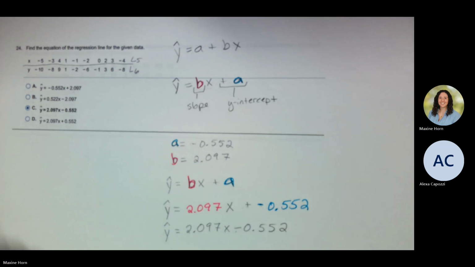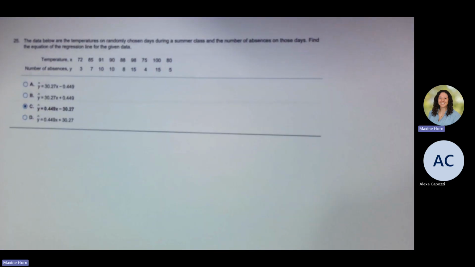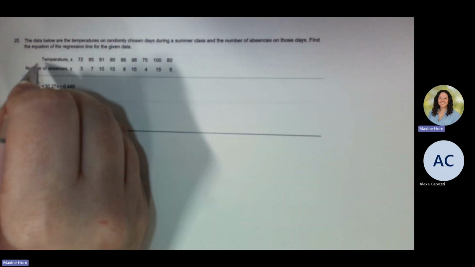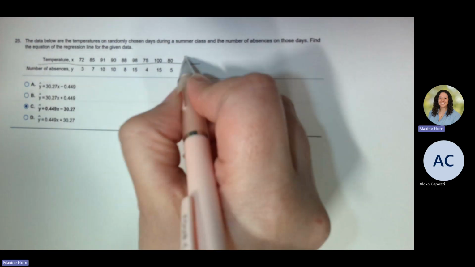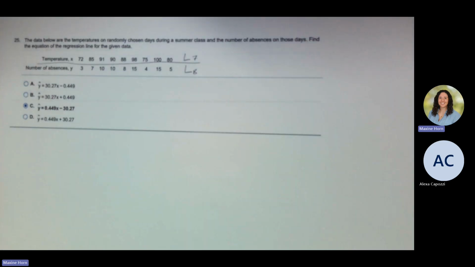All right. Then we have 25. The data below are the temperatures on randomly chosen days during a summer class and the number of absences on those days. Find the equation of the regression line for the given data. Okay, so again, your x's are always your L1, your y's are always your L2. In my case, I have L7 and L8.